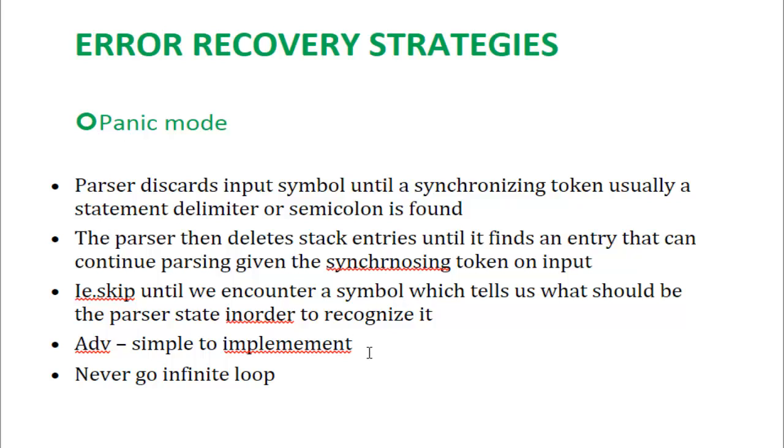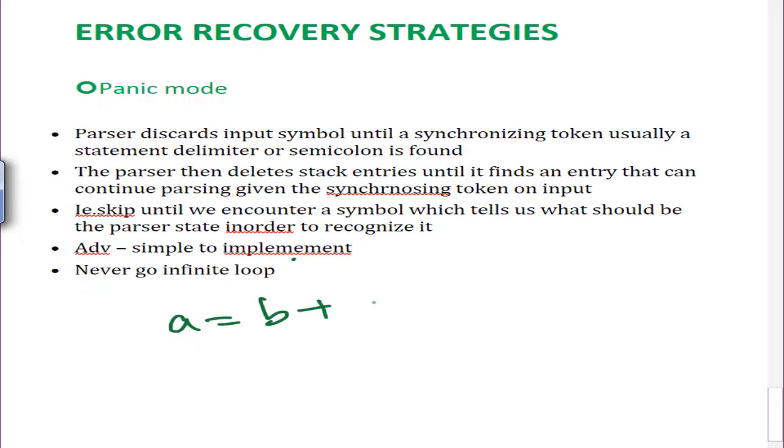That is, we skip until we encounter a symbol which tells us that we should continue, right? It's very simple. What I'm saying is, say for example, we have a statement where we say a equals b plus c, and we forgot the terminator there. And then say we have d equals e plus f, and there is a terminator. Now if the synchronizing token is the semicolon, that means the end of the statement, I'm going to skip everything until I find it.